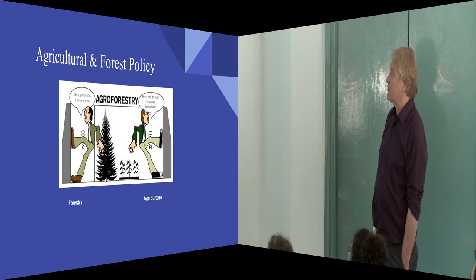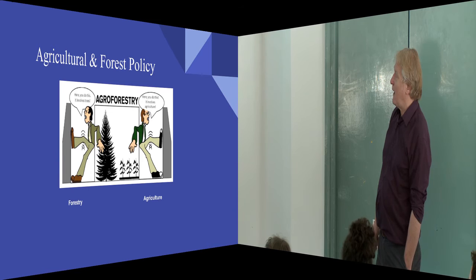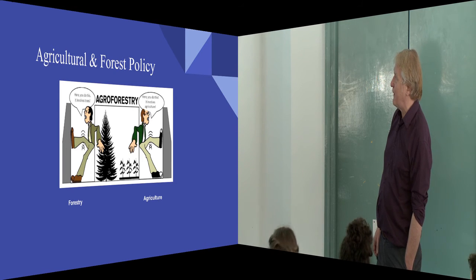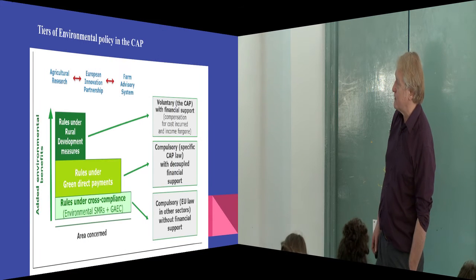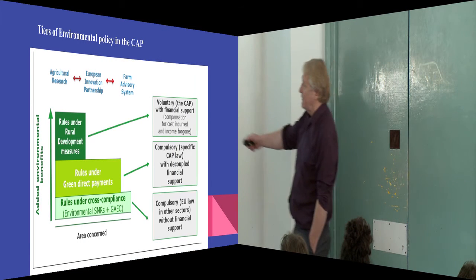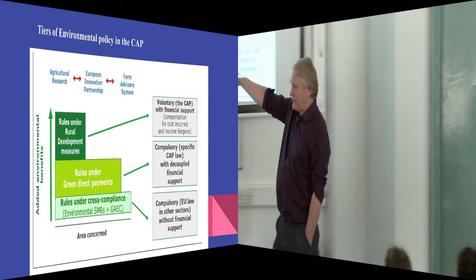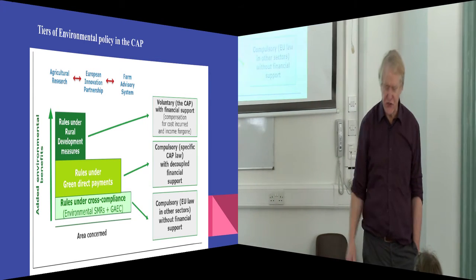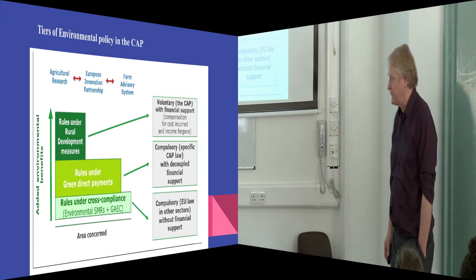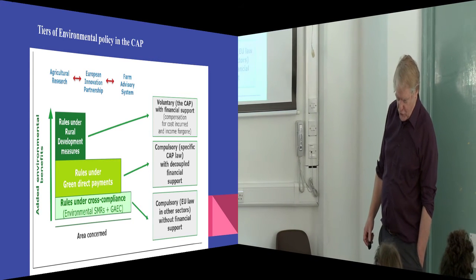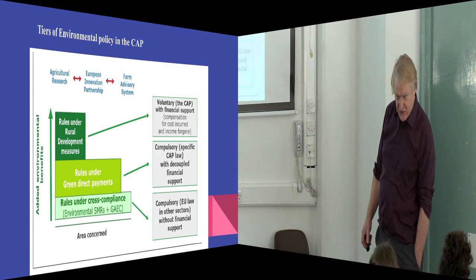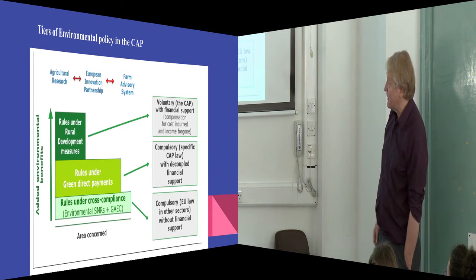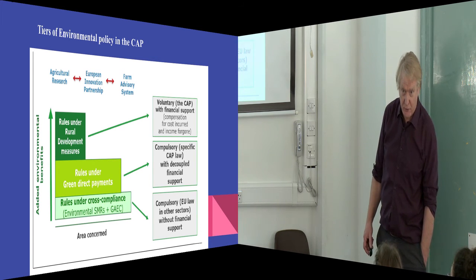Okay, quickly on to forest policy. I'll just remind you that there are 3 types of environmental policies within the EU. So there's the rules under cross-compliance, the good agricultural and environmental conditions, which each European country has to fulfill. Those rules, GAEC 7 as it's called, apply to trees. Some of those rules may cause problems for agroforestry.